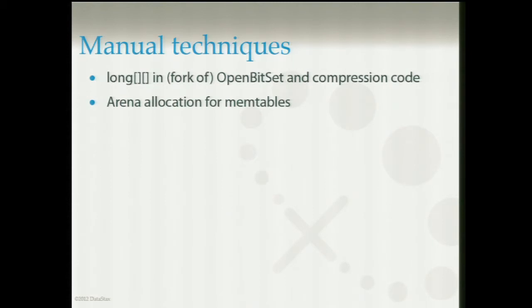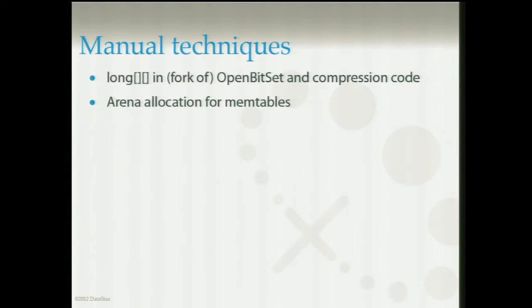So OpenBitSet is an implementation that the Lucene guys did because they needed larger bit sets and 64-bit addressing, so their methods take a long. We took that and forked it to break up the arrays into subarrays like I've been talking about. So just an FYI, if you ever need a bit set that's larger than 2 gigabytes, then OpenBitSet has your back.